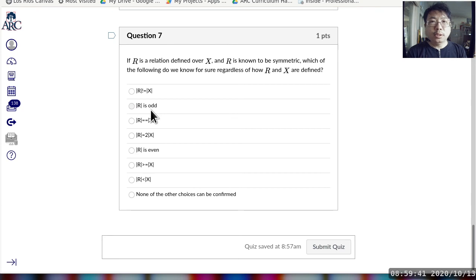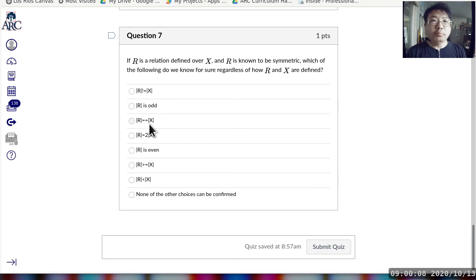Okay, the easiest way to illustrate that the cardinality of R is not guaranteed to be odd is that an empty relation is automatically symmetric. So we know the cardinality of R cannot be guaranteed to be odd. The cardinality of R equals the cardinality of X? Well, that cannot be guaranteed either.